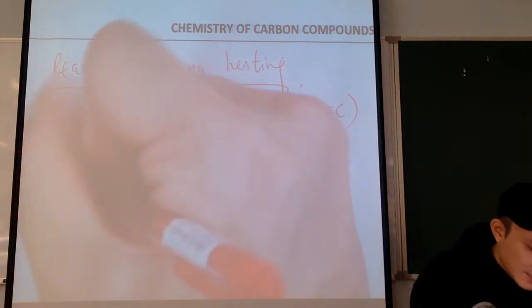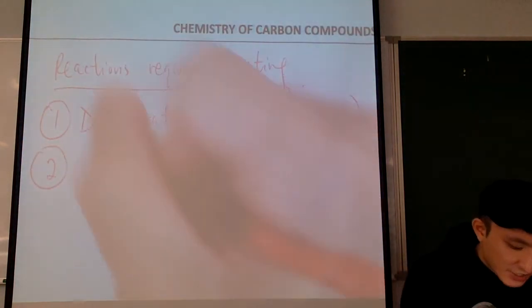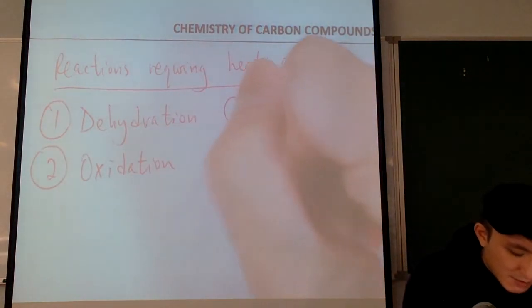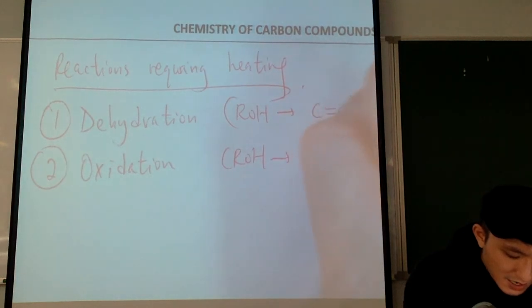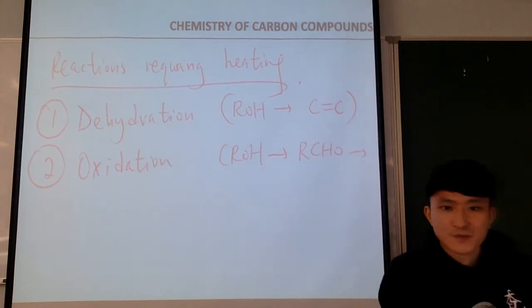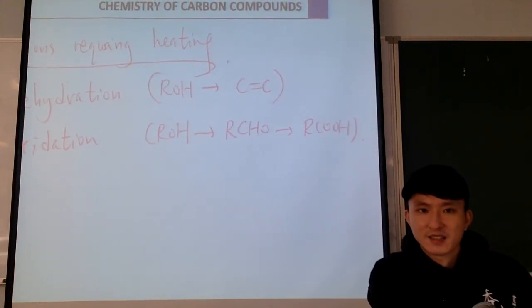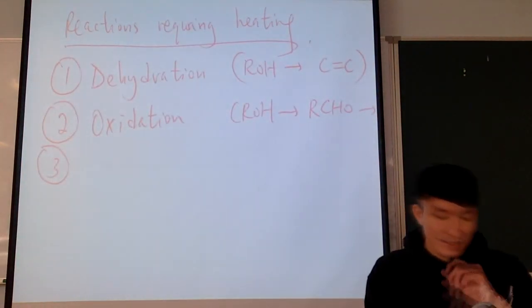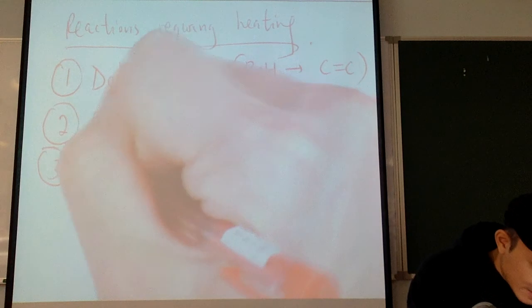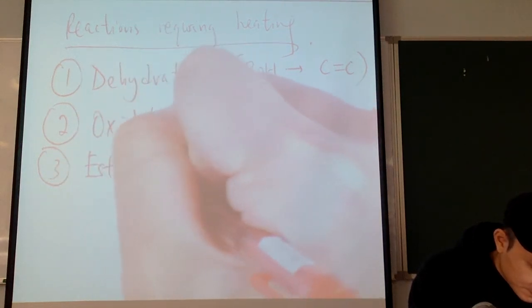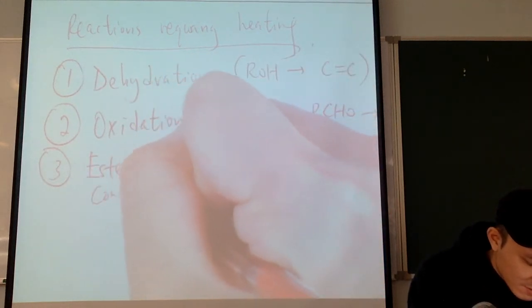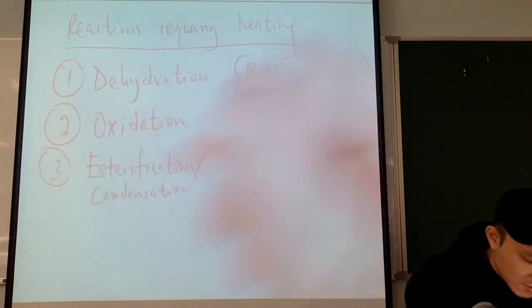heat it. Okay, the second one is oxidation. Oxidation, you must require heating. For example, like ROH to RCHO to RCOOH, this kind of thing, you must require heating. Okay? The third one that you must require heating is esterification. Okay? Or we say condensation. Okay?